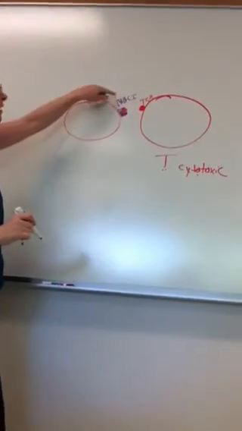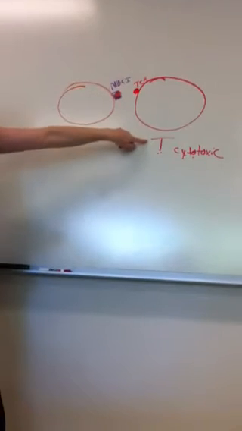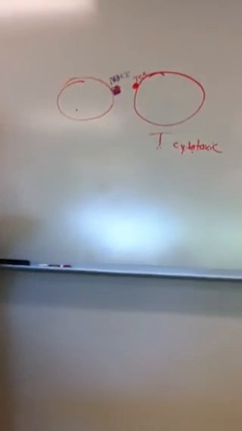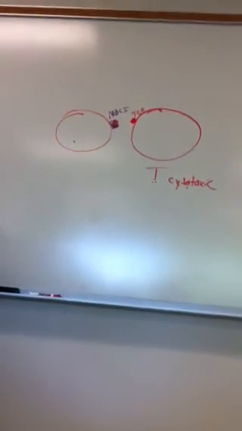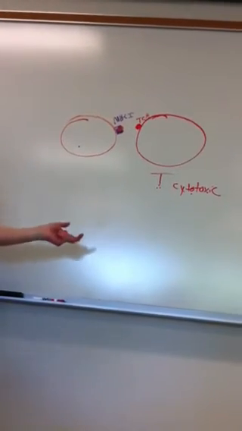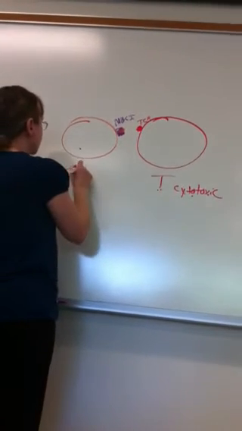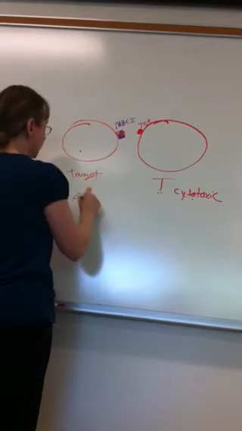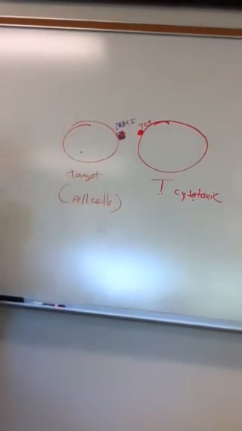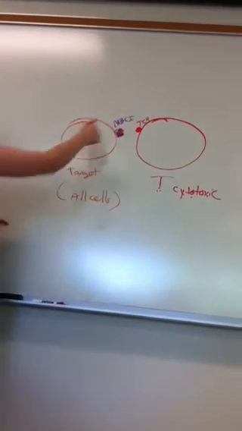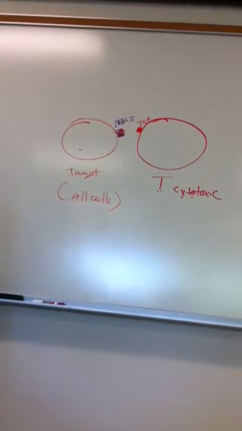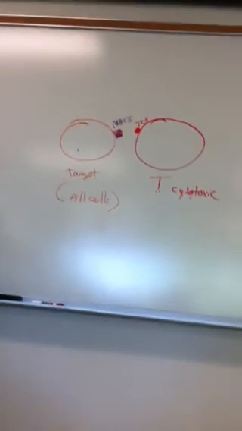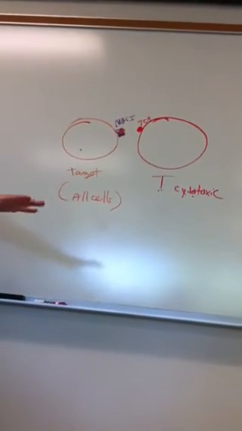Okay, your T cytotoxic cell. Now, what kind of cell is this? Any cell, all cells, essentially. So this is your target cell, which is essentially all cells. You've got a nucleus, you've got some DNA, you're going to have class 1. This helps you understand what we just covered with the specific immune system.